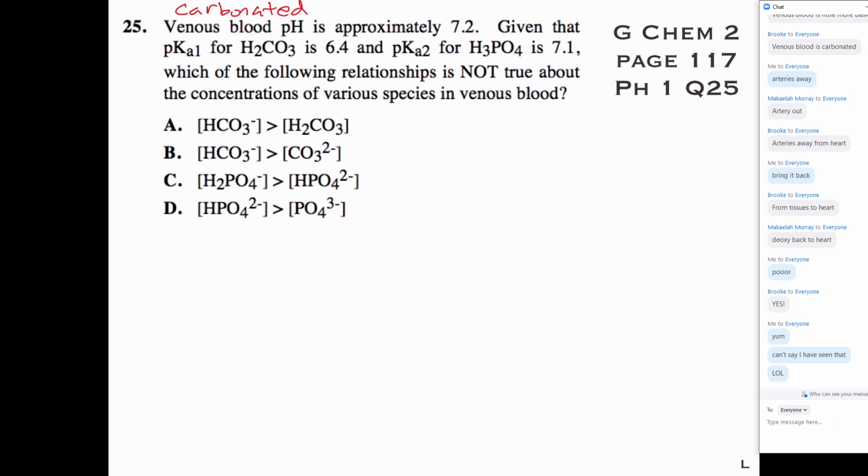So carbonated blood. With that in mind, the pH is 7.2. So what's venous pH roughly?